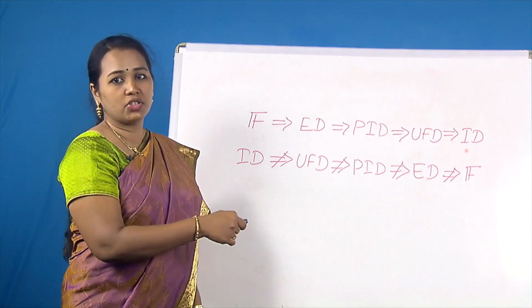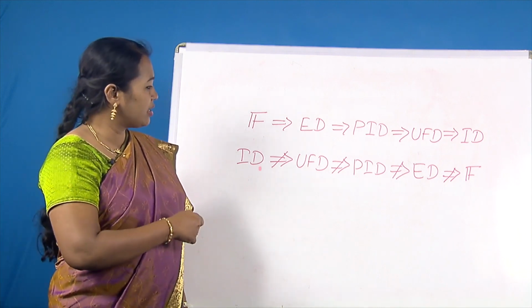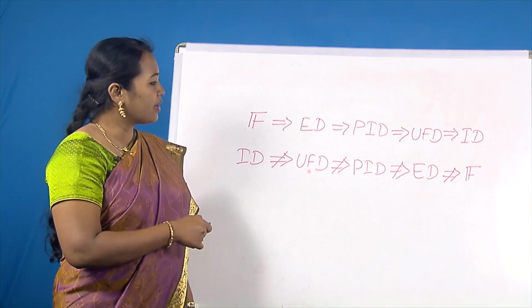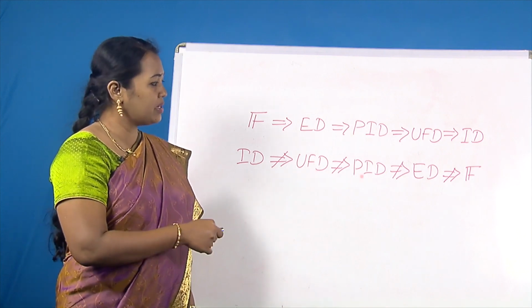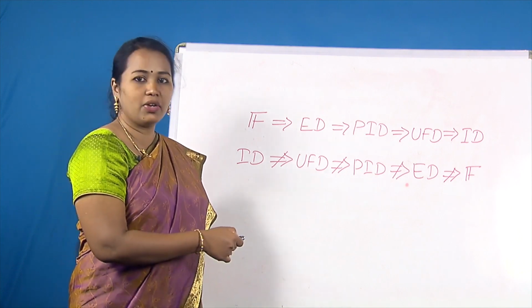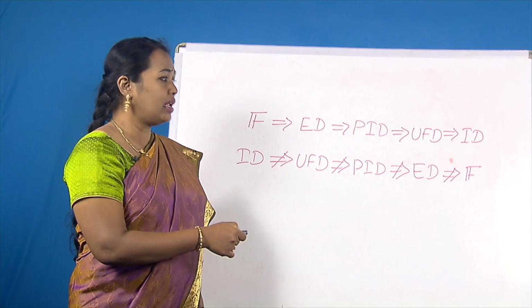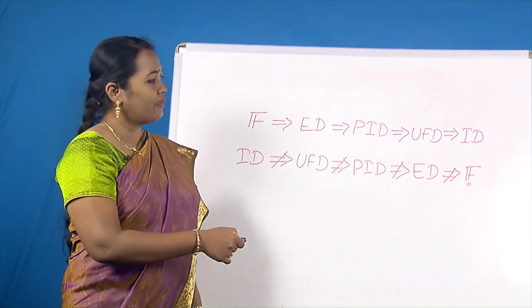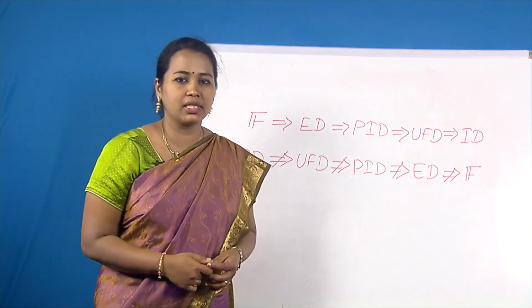But the reverse is not true. If you take an integral domain, it does not imply unique factorization domain. A unique factorization domain need not be a principal ideal domain, a principal ideal domain need not be a Euclidean domain, and a Euclidean domain need not be a field. So in order to prove this, we shall be seeing some examples now.